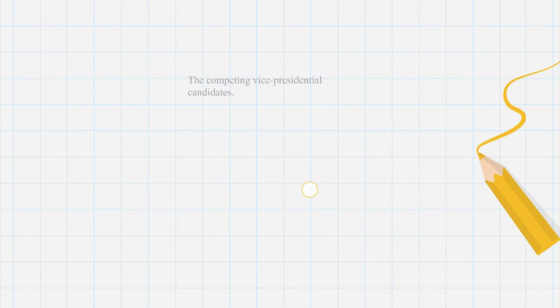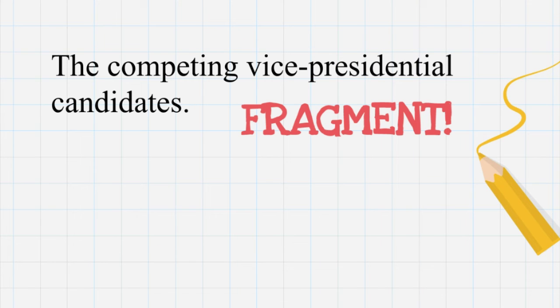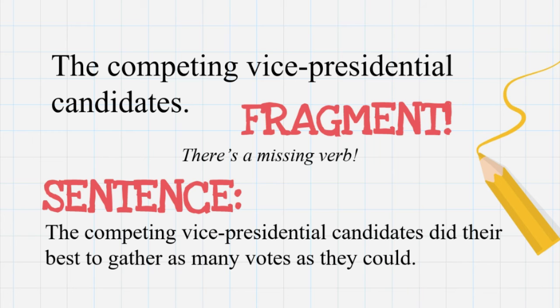How about this one? The competing vice presidential candidates. So is it a sentence or a fragment? So what happened to the competing vice presidential candidates? So it is a fragment. So what is missing in this fragment? So there's a missing verb. So how are we going to transform it into a sentence to have complete thought? An example is, the competing vice presidential candidates did their best to gather as many votes as they could.